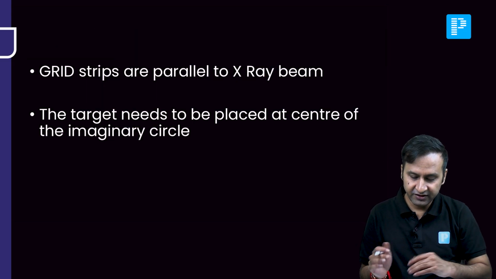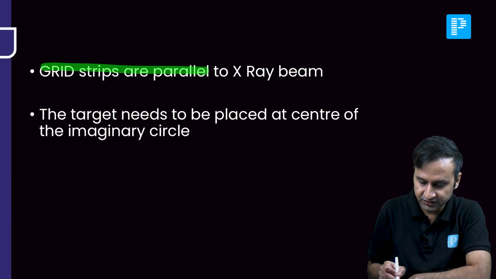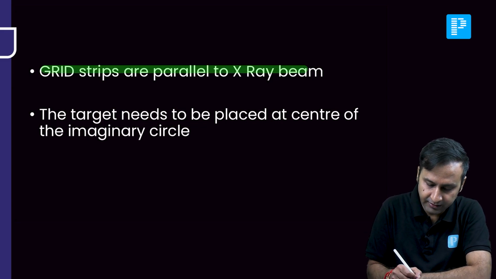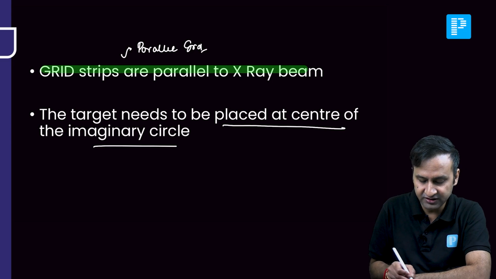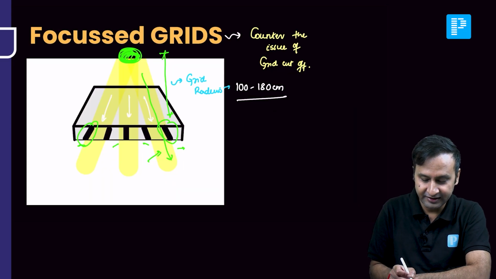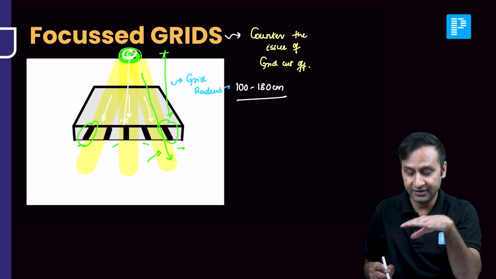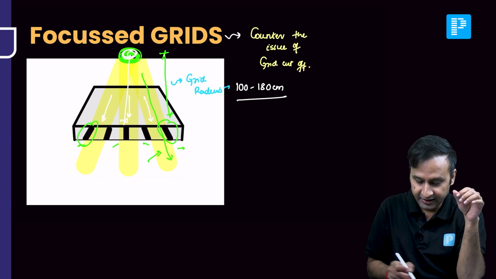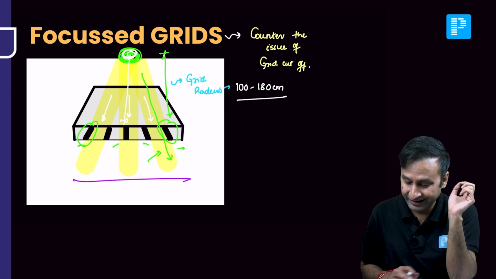So the main thing is, the grid strips are parallel to the X-ray beam in cases of what grids? In cases of parallel grids. So the target needs to be placed at the center of the imaginary circle. Now what is this imaginary circle? This imaginary circle refers to nothing but the grid radius. So this grid radius is going to be this particular distance. The grid has to be placed at the level of the grid radius. If I place it somewhere here, beyond the grid radius, there's going to be a definite signal loss or grid cutoff.